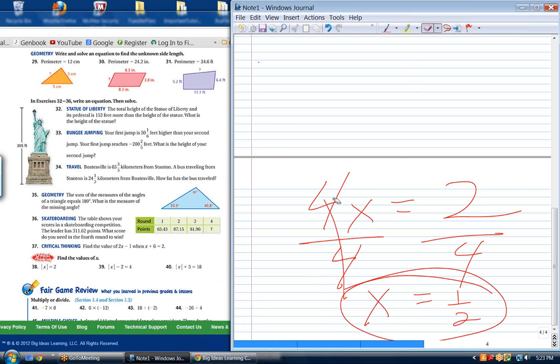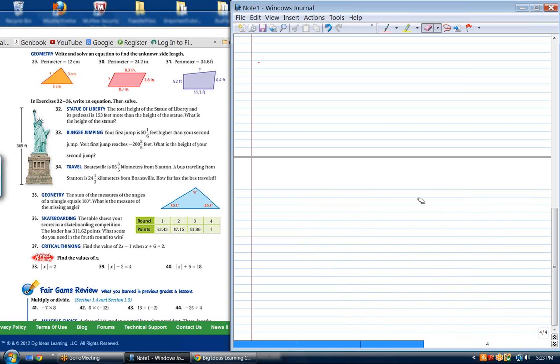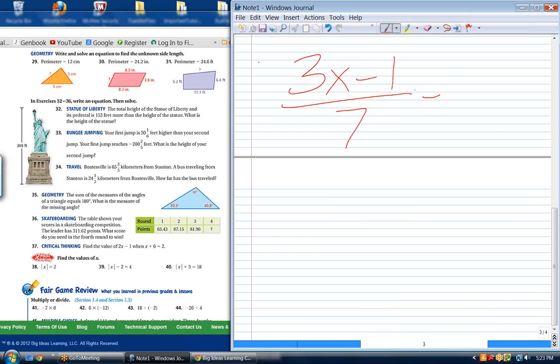So the whole point of algebraic solutions is to handle problems where you wouldn't be able to figure it out in your head. In other words, if I said this, you're not going to be able to do that in your head. Right? Yeah. However, I can multiply both sides by 7.